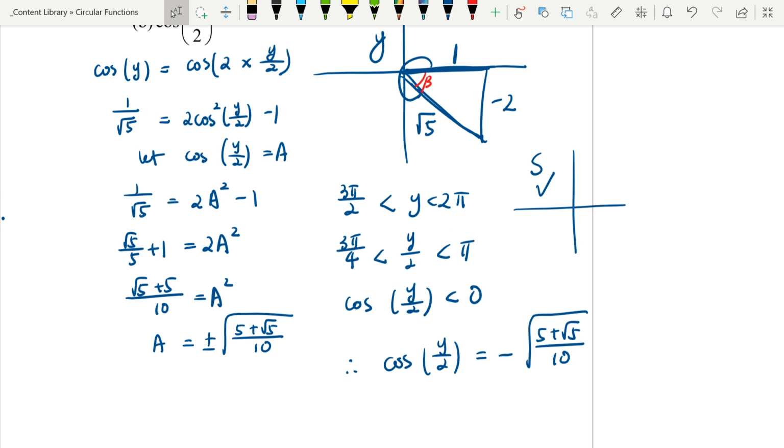You take the negative. You need to know how to find domain. You have a lot of questions asking about how to find domain. So you have the original one, and you think about what you have done to your angle. You halved your angle, so your domain needs to be halved as well. If you double your angle, say 2y, you double your domain as well. So that's how you do it.